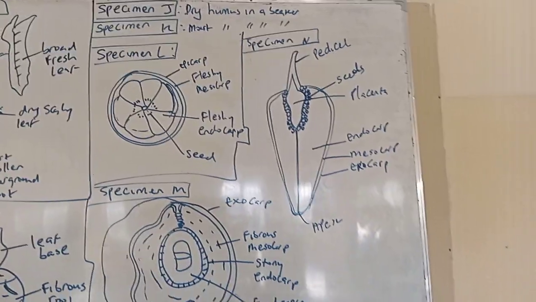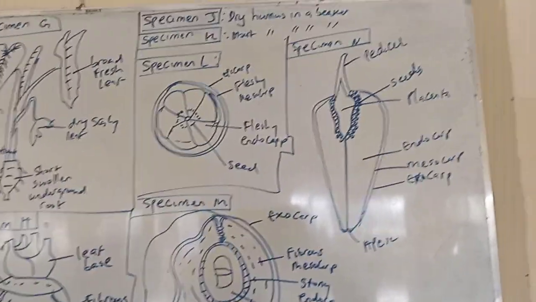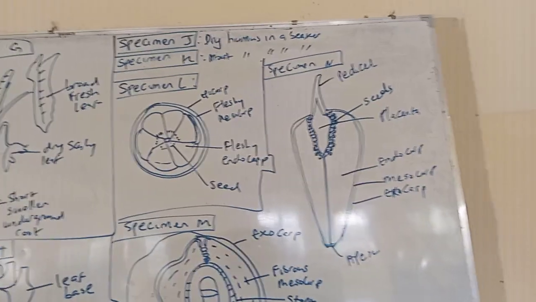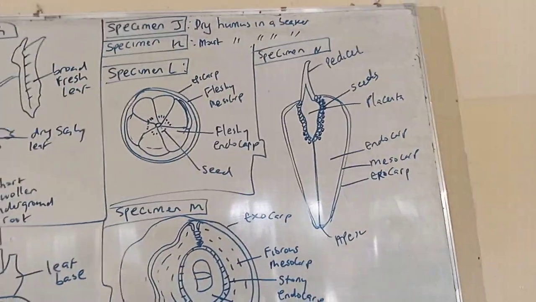So this is the third part. So let's get to work. Specimen J. Specimen J is dry humus in a beaker. Specimen K is moist humus in a beaker.